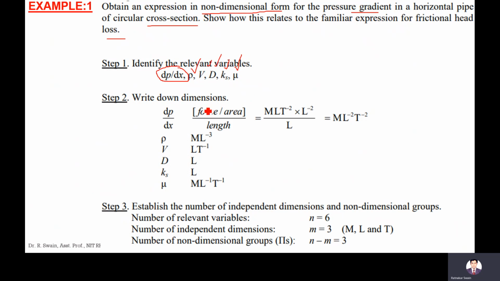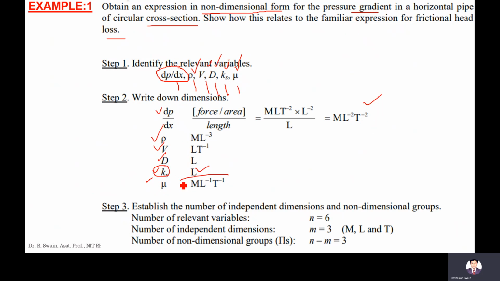So the total number of variables is 1, 2, 3, 4, 5, 6. Total 6 variables, including the pressure gradient, the variable which we are going to determine. So first we have to write the dimensions. dp by dx is pressure per unit length, that is M L minus 2 T minus 2. Then rho, V, D, Ks. Ks is thickness, so it will be L.